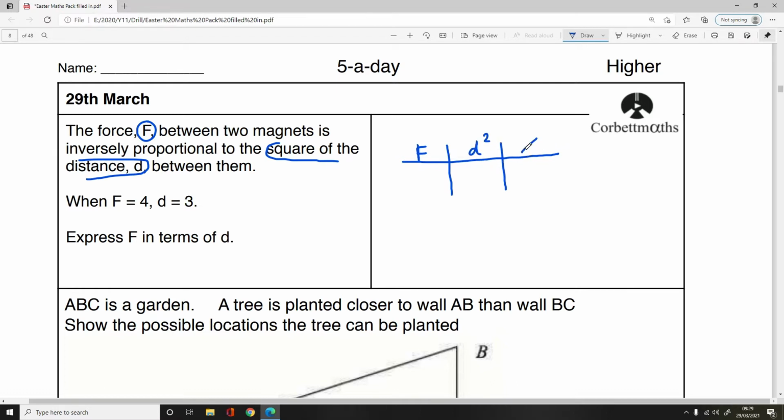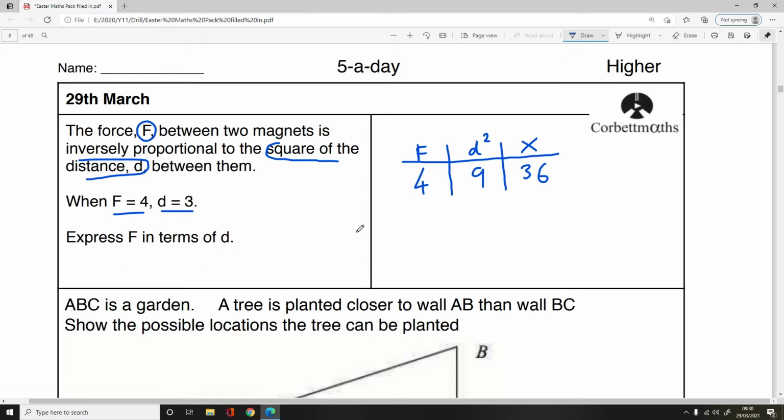And lastly, there's something they multiply to. So it says when F is 4, d is 3. So d squared is 9. And those multiply to 36. Now, sometimes we then have to find F if d is something, but we don't need to do that, so let's get rid of the extra bits.